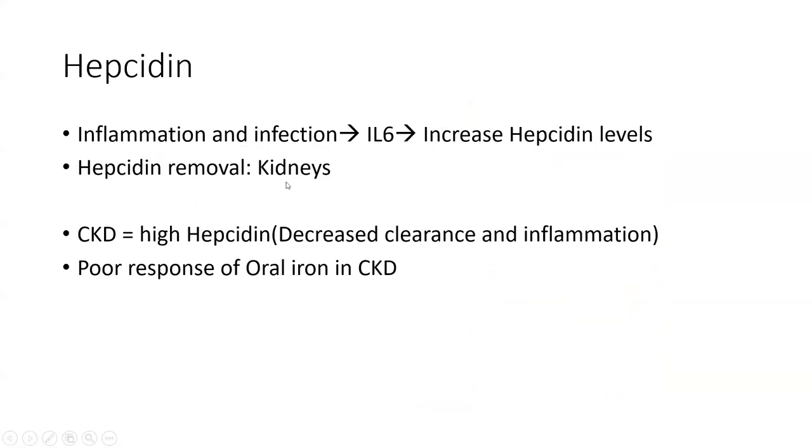This hepcidin molecule is a peptide secreted by the liver. In case of inflammation and infection, because of increased IL-6, the levels of hepcidin can increase. And hepcidin is cleared from the body by the kidneys. So when the nephron mass decreases in cases of CKD, the hepcidin level rises. And as you all know, CKD is an inflammatory state, so that itself can cause a rise in hepcidin. And these are the reasons why we say that oral iron is not a good choice for treatment of anemia, because the body is in a high hepcidin state, and the chances that the oral iron gets absorbed into the body are fairly less.